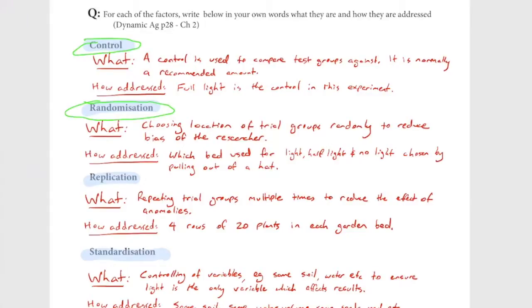So how do we address it in this experiment? Which bed we're going to use for the light, half light and no light experiments will be chosen by pulling the location out of a hat.